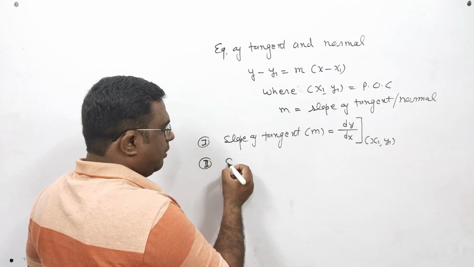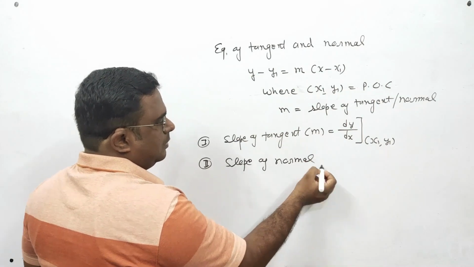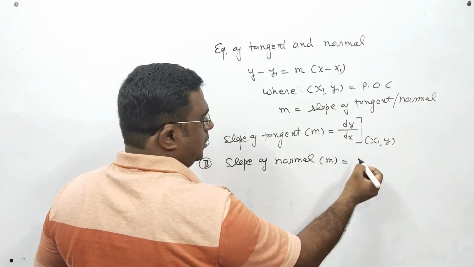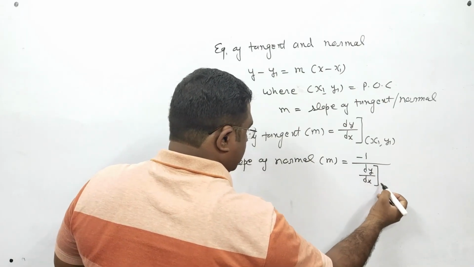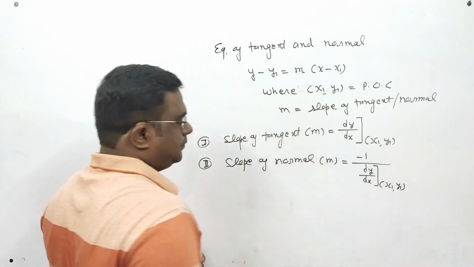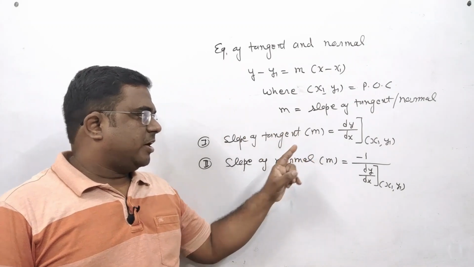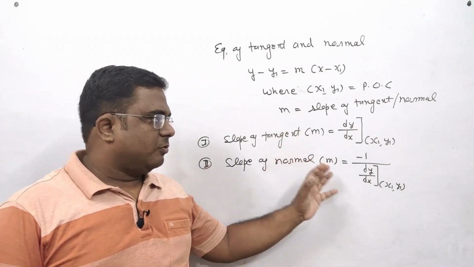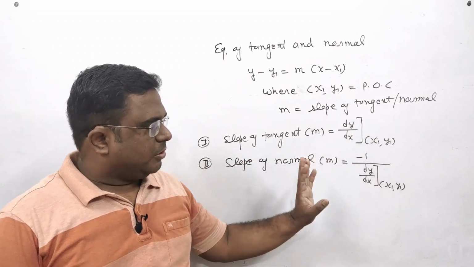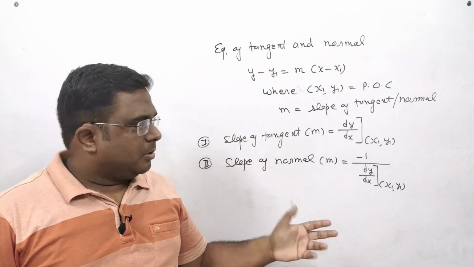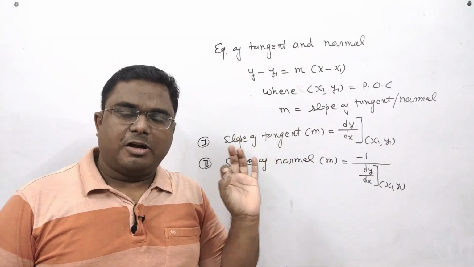And if you want to find the slope of normal, then the formula of slope of normal is equal to minus 1 upon dy upon dx at x1, y1. So by this formula you can obtain the slope of tangent, and by this formula you can obtain the slope of normal. A very interesting thing here is that if you multiply this value and this value, then obviously minus 1 will come because this is cancelling this. So the product of this and this will definitely be minus 1.